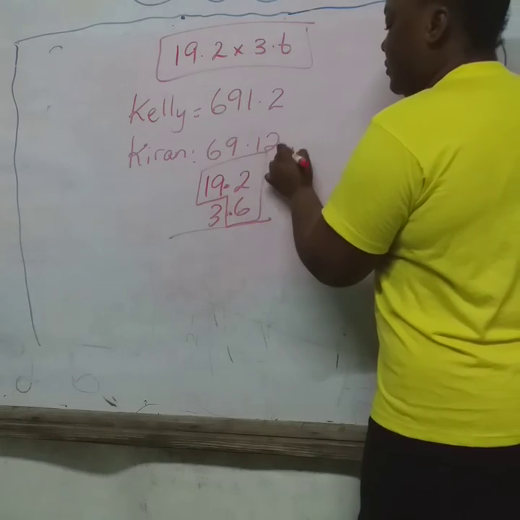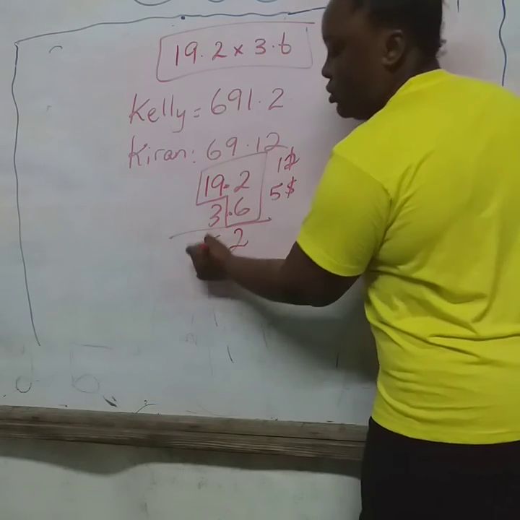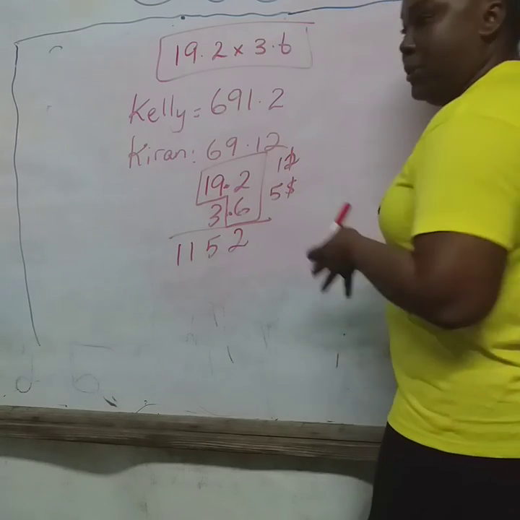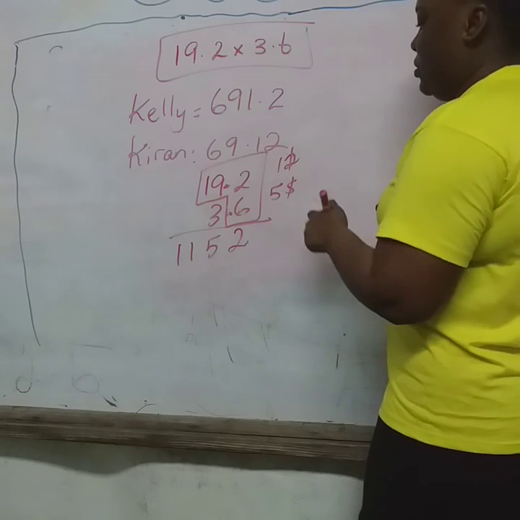6 2s are 12. Right? 9 6s are 54. Add 1, 55. I like to show all my working. 1 by 6 is 6. 6 add 5 is 11. Do not put down your decimal points as yet. Only until you add up the two products, then you put your decimal point.